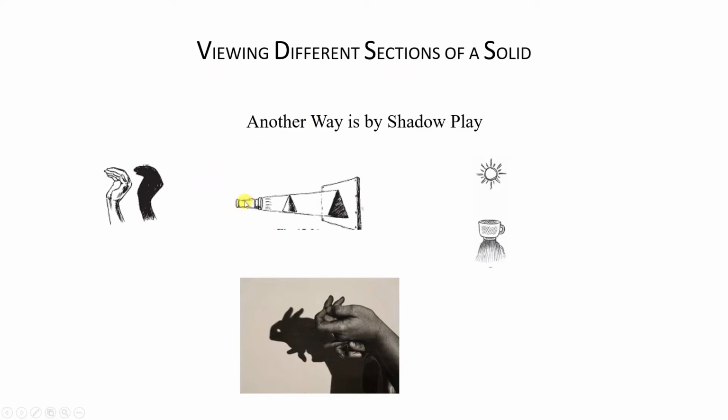Here in this second picture you can see that there is a torch, and in this part there is a plank or a wall, and in between the torch and the wall there is a solid shape, which is nothing but a cone. Now when we switch on the torch, light will radiate on the cone and we can see the cone's shadow on this plank or on this board, and it is nothing but a triangle.